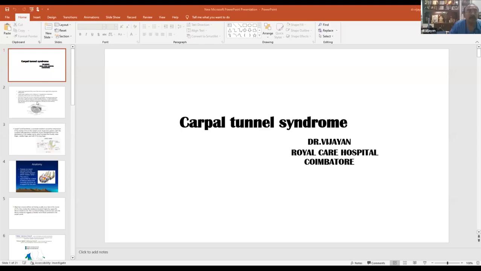Now, a few words about carpal tunnel syndrome. I think we went through a vivid description of the anatomy. The most important thing I would like to highlight in what Madam told us: a bifid median nerve, a high bifurcation, and also the persistent median artery, one cause for common carpal tunnel syndrome.